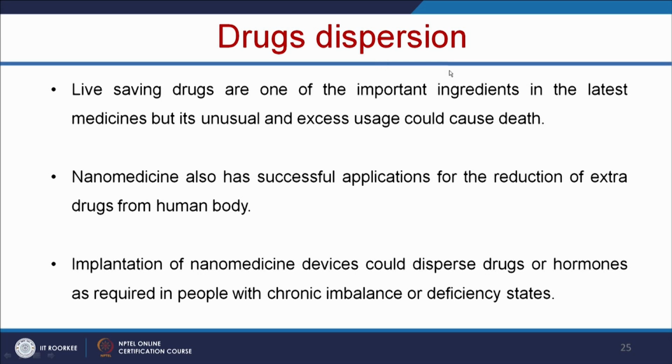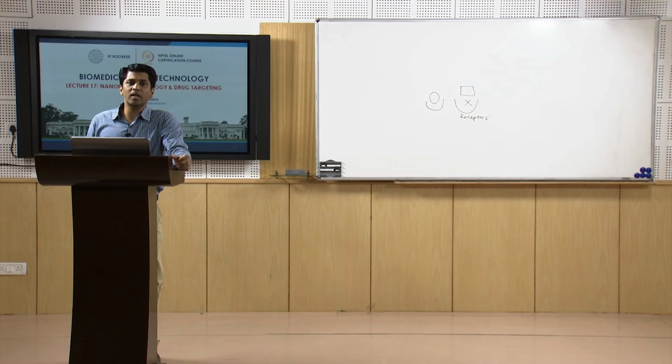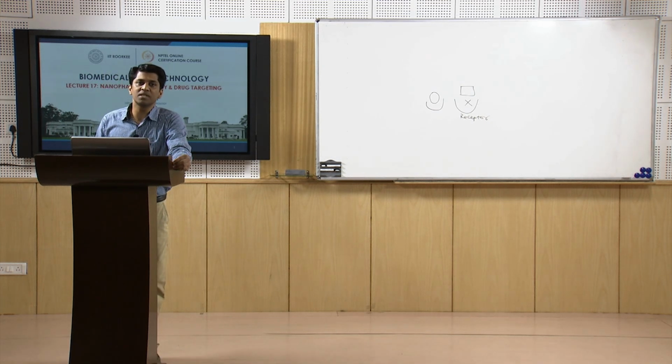So, let us see the drug dispersion. Here the life saving drugs are one of the important ingredients in the latest medicines, but their unusual and excess usage could cause death. So, nanomedicine has a successful application for the reduction of extra drugs from the human body, and implantation of nanomedicine devices could disperse drugs or hormones as required in people with chronic imbalance or deficiency states. So, this nanomedicine or nano carrier can act like a smart delivery system, and according to the need of the patient it can release the drug and it can save the person from the particular disease.